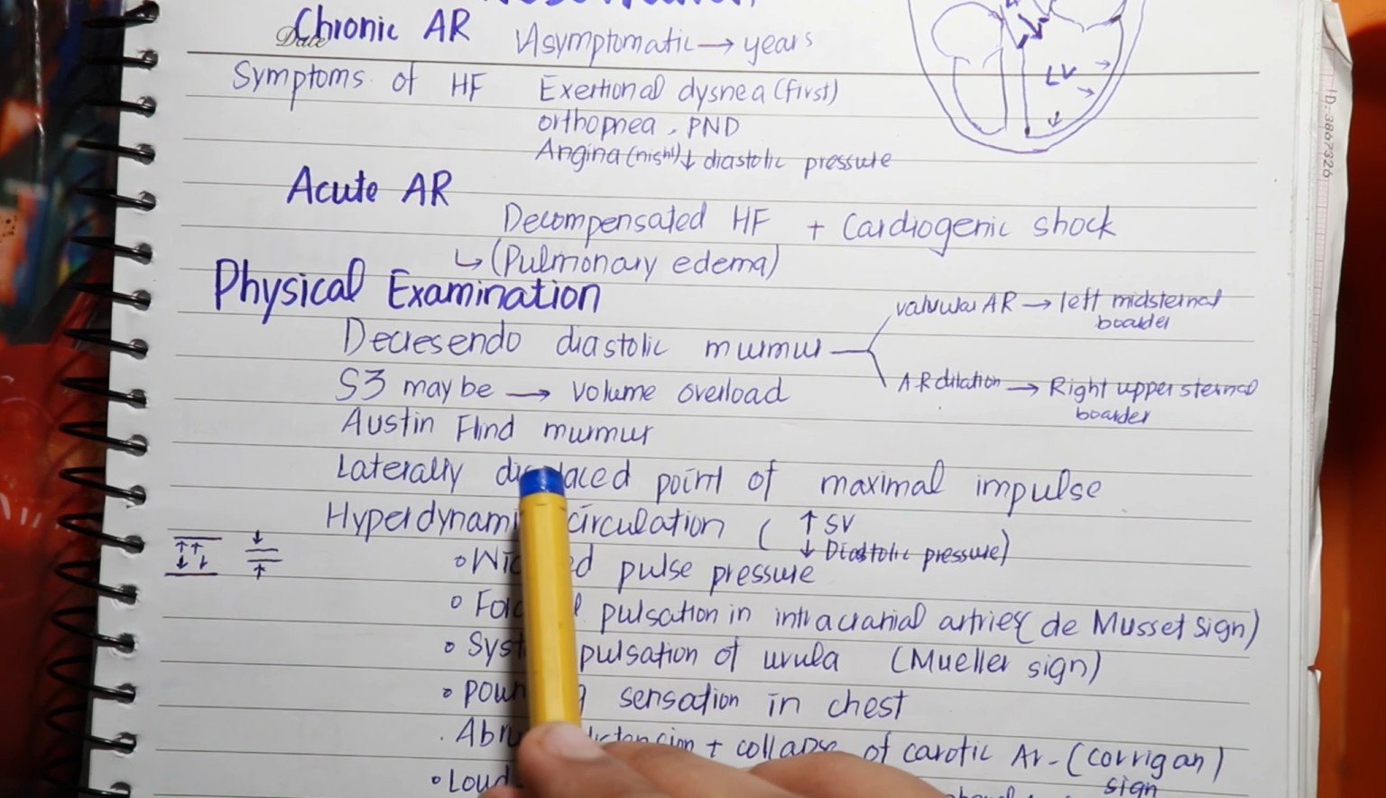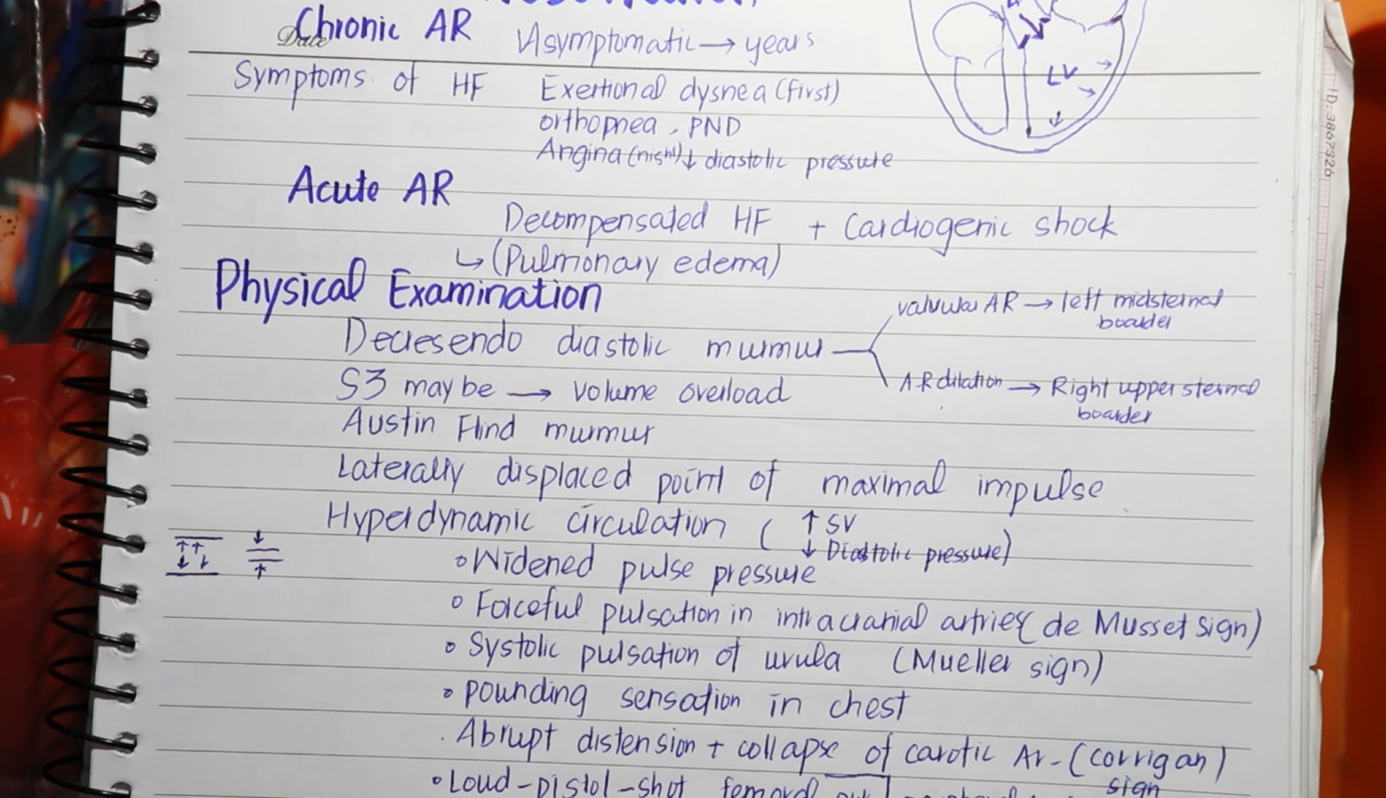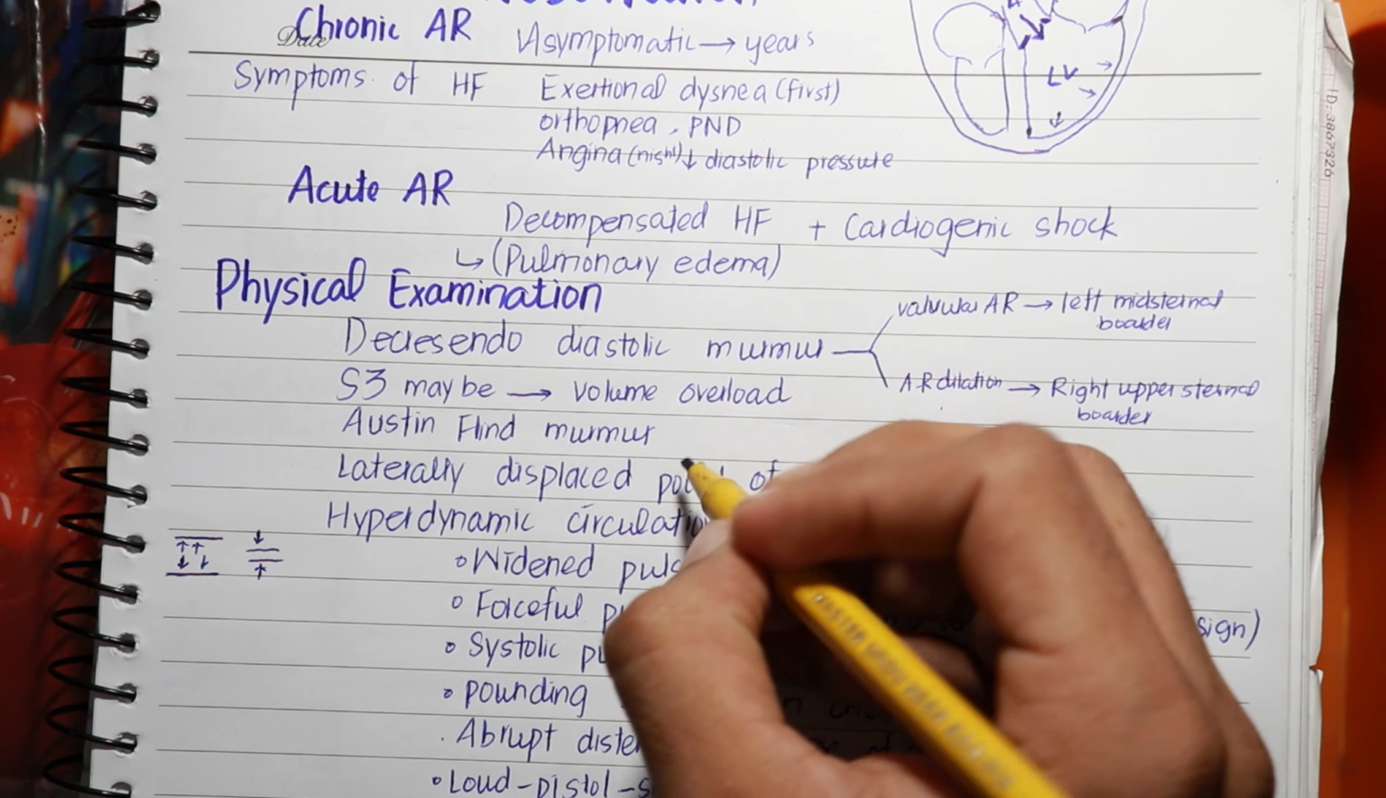And there is an Austin Flint murmur. You can also hear this murmur, the Austin Flint murmur, at the heart apex.